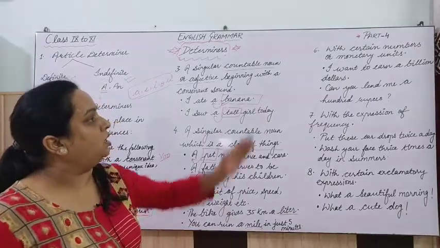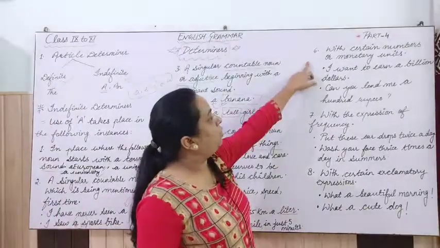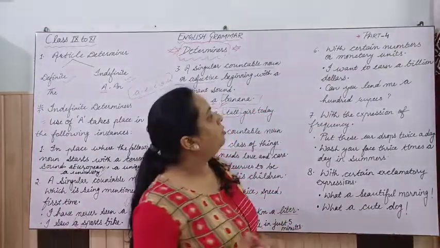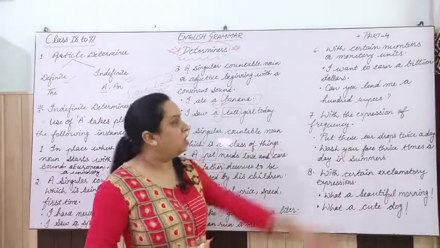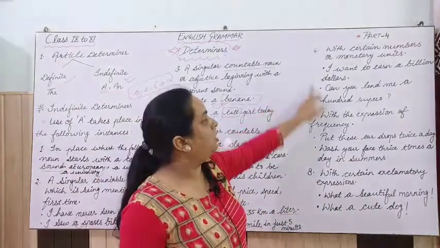Next come to rule number 6. With certain numbers or monetary units. So that says, I want to earn $1 billion.